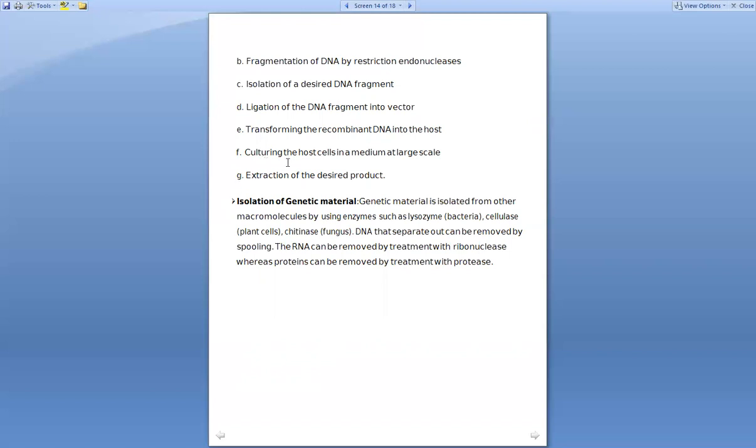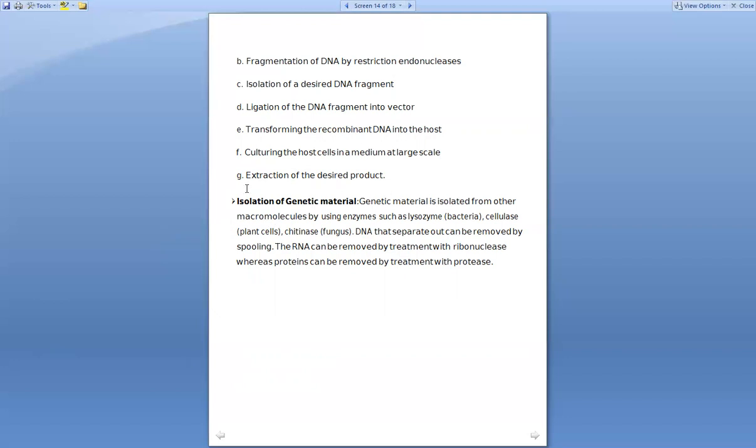The next step is culturing the host cells in a medium at large scale. So once the gene of interest has been injected into the host cell, what is needed? We need to culture those cells on a large scale, right? And it should contain a medium which can give a greater amount of product. And the last one is the extraction of the desired product. Whatever product you are getting from that particular gene of interest, you need to extract it, right? So extraction is the last step of this particular process.